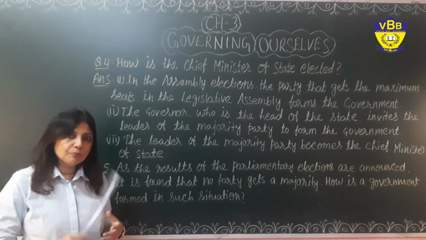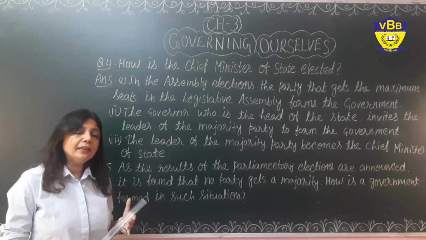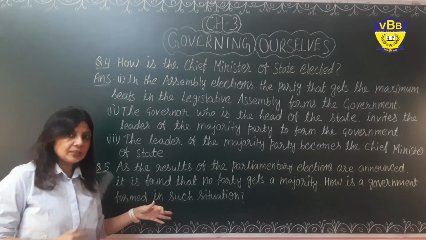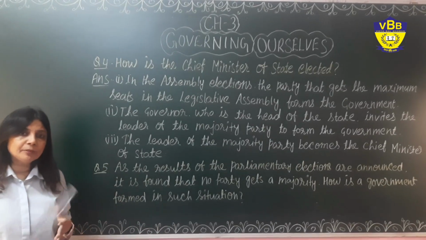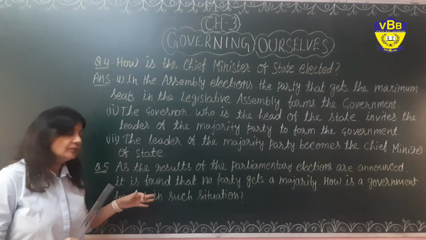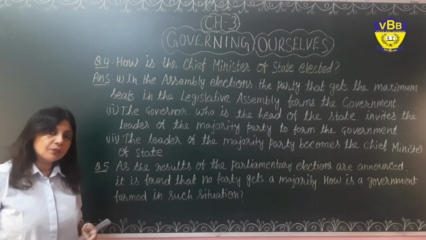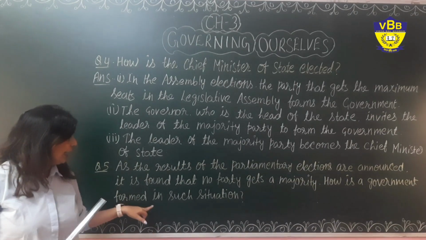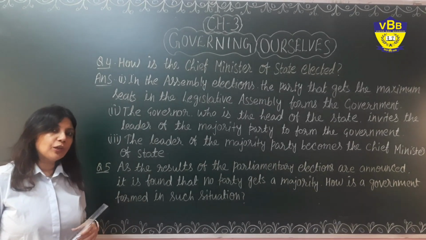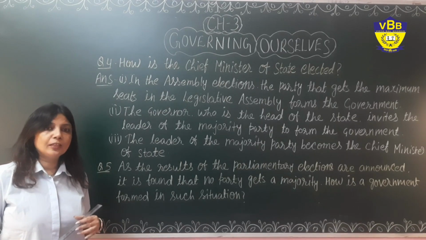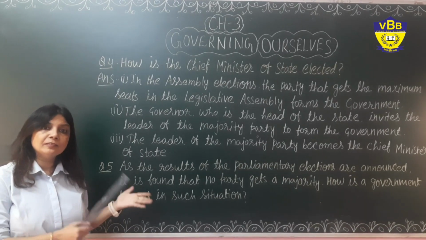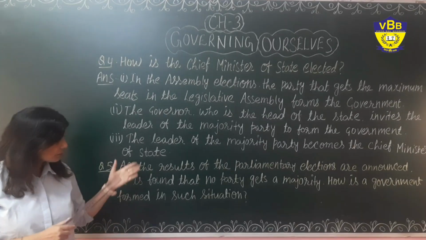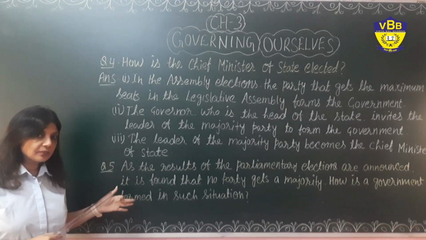Many parties come together and then they form a government. In such cases, when no single party gets the majority number of seats, many parties come together and form the government. What do we call it? That is a coalition government, which we have done in the previous question. Understood this question?